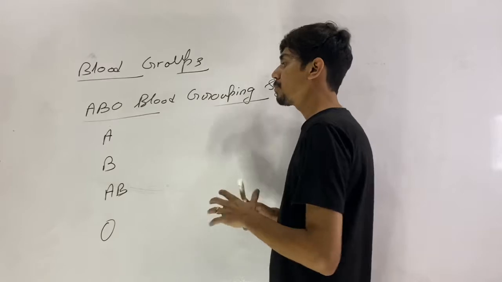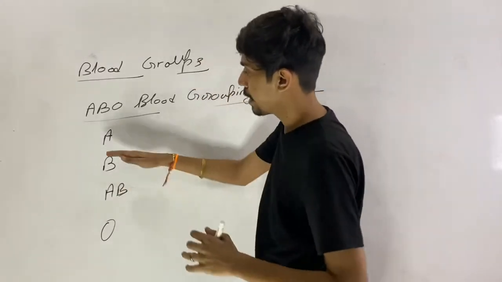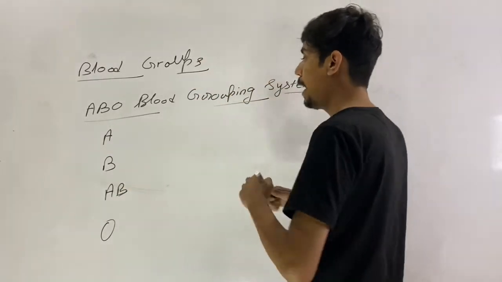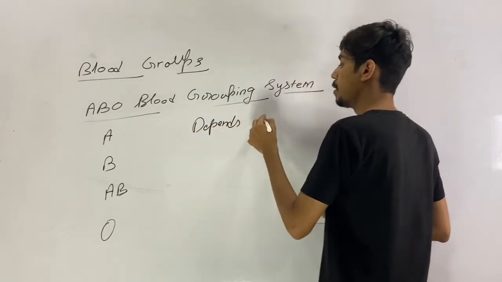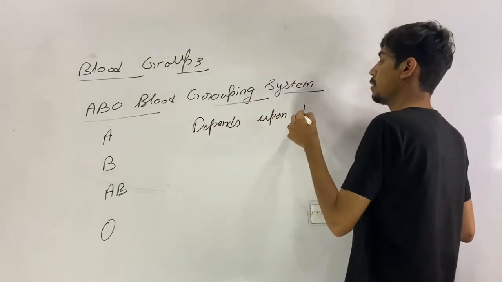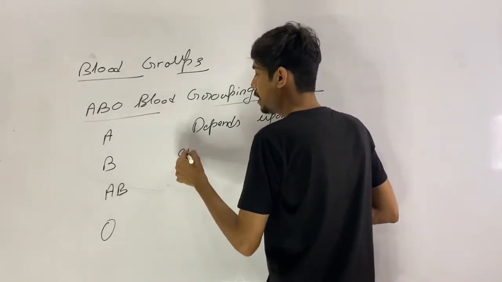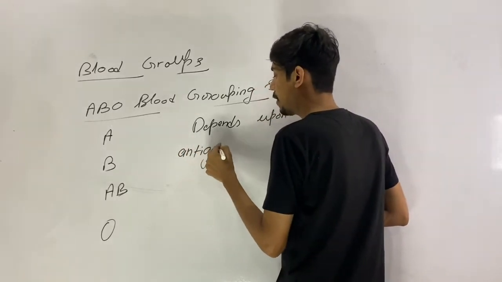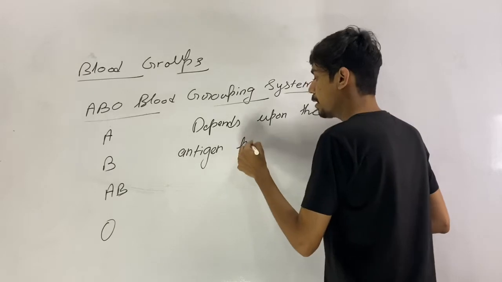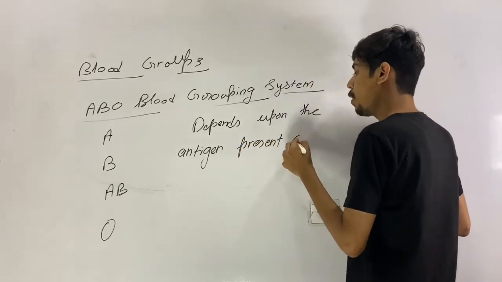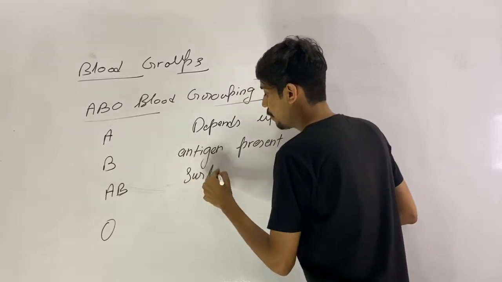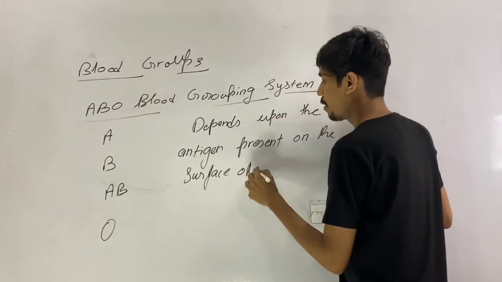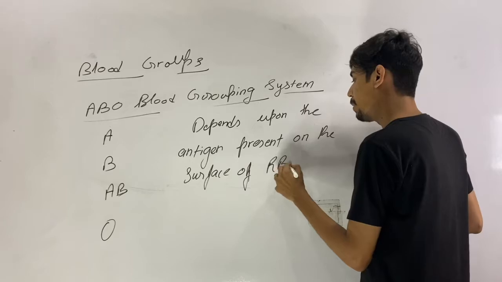Now see, this blood group, whether it is A, B, AB or O, depends upon the specific antigen which is present on the surface of the RBC.